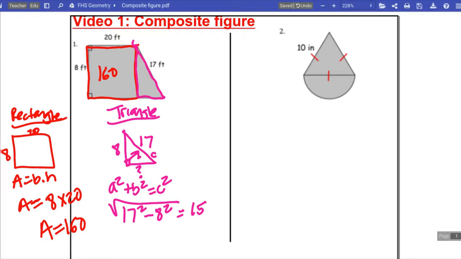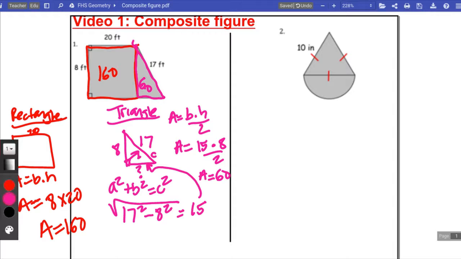So let's go back here. The formula was what? A equals base times height divided by 2. Now I do have the base, which is the 15. That 15 goes right here. 15 times the height of the triangle, which is 8, divided by 2. What do I get when I do all of that? I get 60. That goes right here.